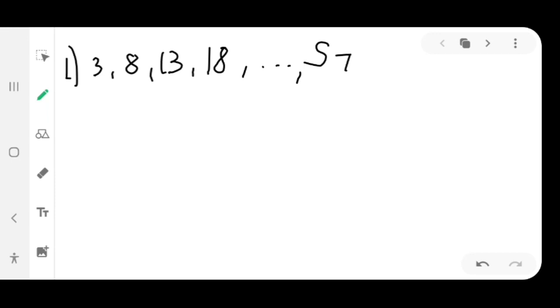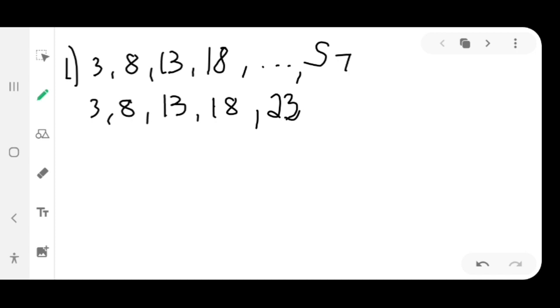So for example, in number 1, we have 3, 8, 13, 18, and so on. Then we are going to look for S sub 7. S sub 7 means the sum of the first 7 terms of the sequence. So to use the first method, we need to identify first the first 7 terms. We have here 3, 8, 13, 18. Since our common difference is 5, the next term is 23.